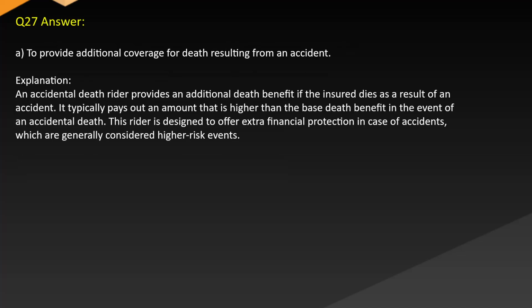Answer: A. To provide additional coverage for death resulting from an accident. Explanation: An accidental death rider provides an additional death benefit if the insured dies as a result of an accident. It typically pays out an amount that is higher than the base death benefit in the event of an accidental death. This rider is designed to offer extra financial protection in case of accidents, which are generally considered high-risk events.